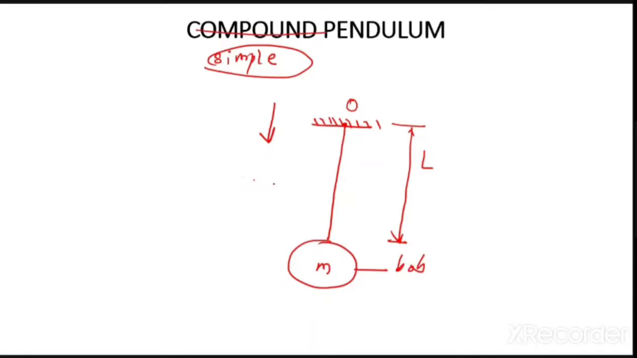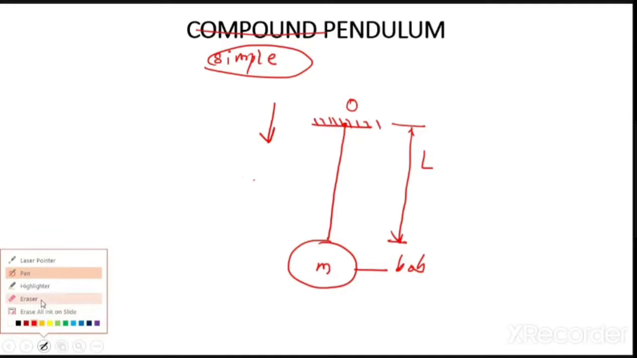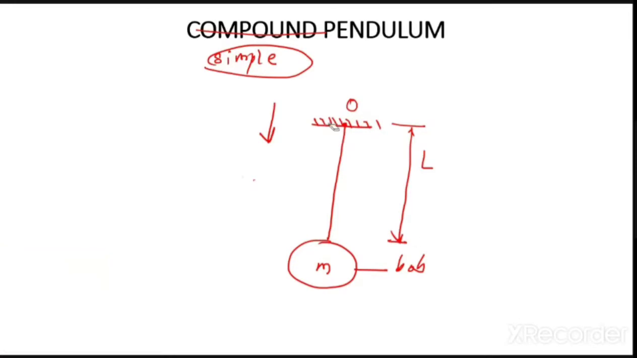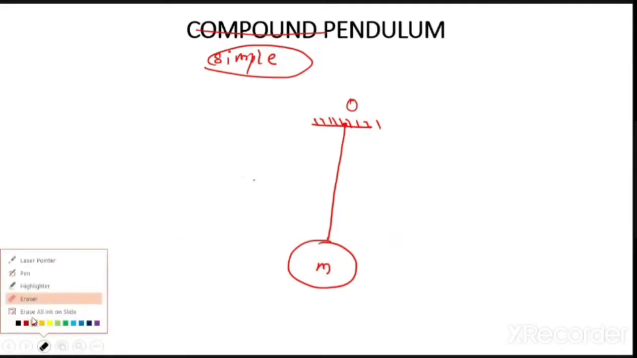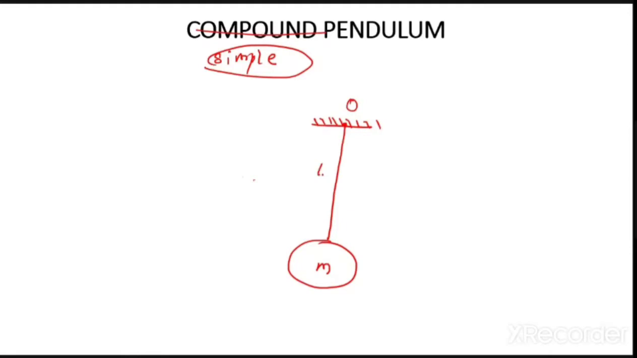Now let us say you give a small oscillation to it. Small oscillation means what? Let us give a small angular displacement. So how do you give a small angular displacement? Let us see. I will erase this out and give a small angular displacement. Let us say this is A, and the small angular displacement given is theta in this direction.